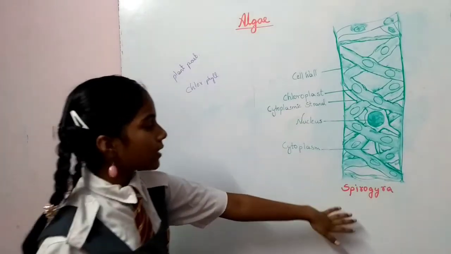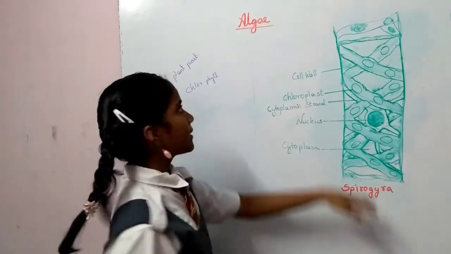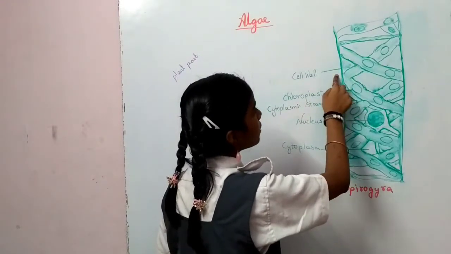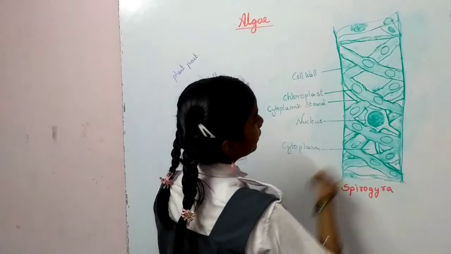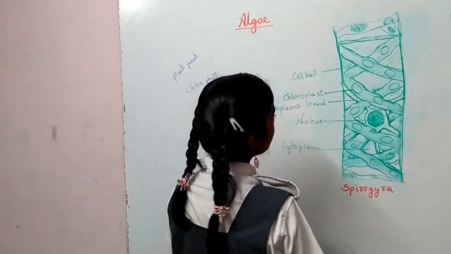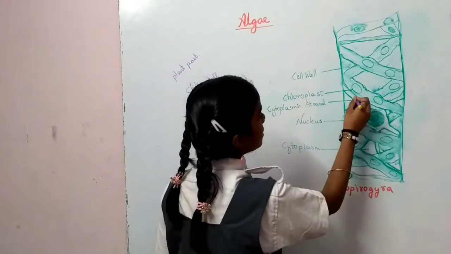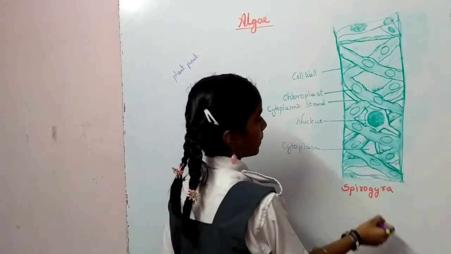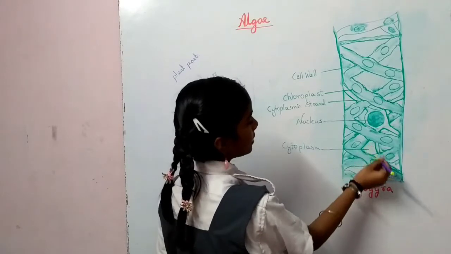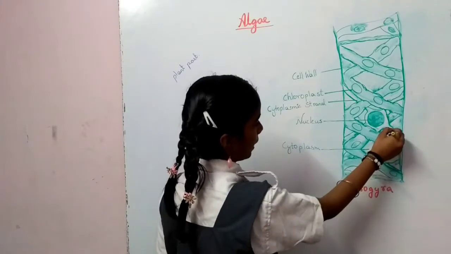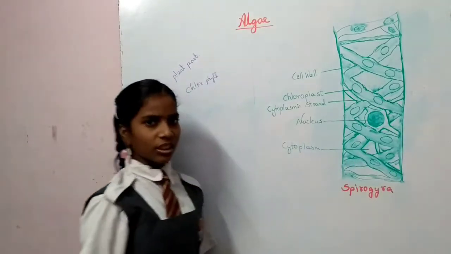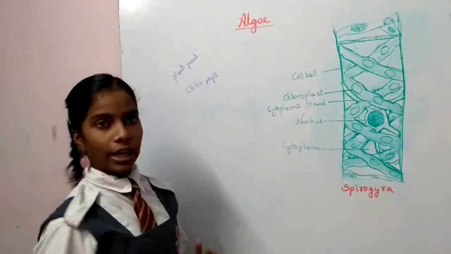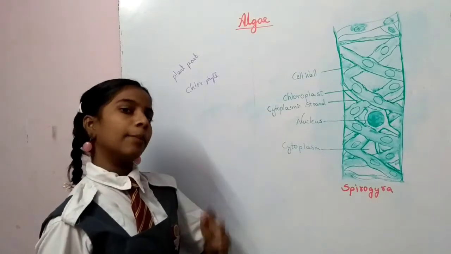Now this is a spirogyra, which is an example of algae. Let's understand it. This outline is known as the cell wall, and these round circles are known as chloroplast, and this is known as cytoplasmic strand, and this middle of the spirogyra is known as nucleus, and the rest of the parts are known as cytoplasm. Now what is spirogyra? Spirogyra is an example of algae, so it also has the green pigment.